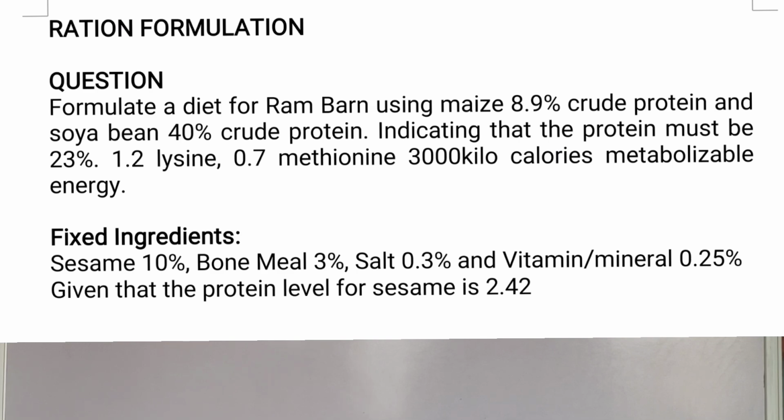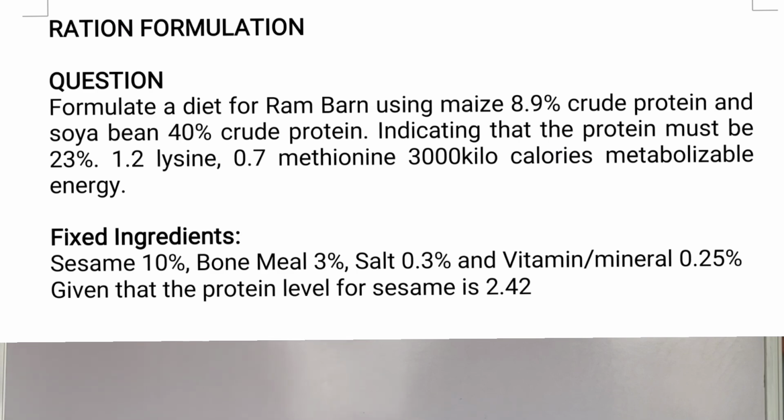And we have some fixed ingredients included. These include sesame, which is 10%. We have bone meal, 3%. We have salt, 0.3%, and vitamin, 0.25%. And we are given that the crude protein level of sesame is 2.42. Now, please, I want you to pay attention. I'm going to take it step by step, okay?